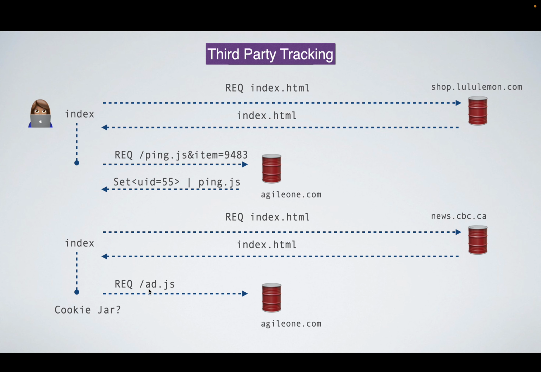But before it sends a request, it's first going to check its cookie jar. Okay. And say, do I have a cookie for Agile 1? Does it have a cookie? It does, okay? It has this cookie 55, so it's going to drop this cookie in and send it. Now, what does agile1.com know when it sees this request for ad.js?